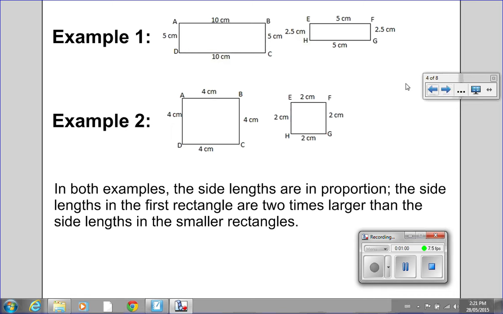Okay, so on both pairs of quadrilaterals, we can see a proportional relationship between the side lengths. The side lengths on the larger rectangle are 2 times the size of the side lengths on the smaller rectangle. We see the same proportional relationship between these two squares. And because we're dealing with squares and rectangles, we know that all of the corresponding angles are equal because they're all 90 degrees.